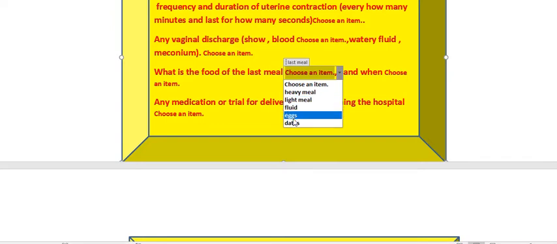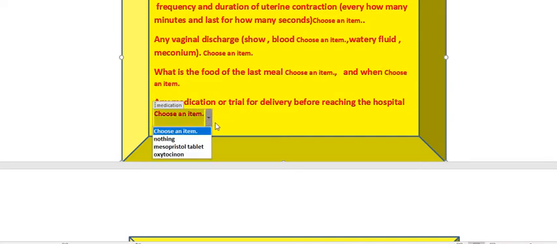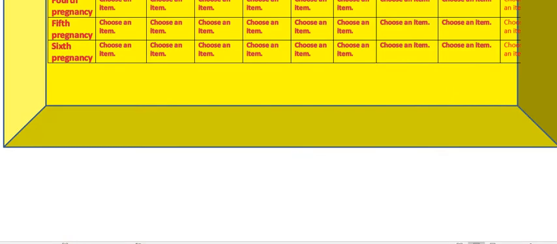And what is the last meal, and when was it, for how many hours since this last meal, and any medication she was using before coming to the hospital, because some of those patients may go to a dispensary in order to try to treat the labor pain.